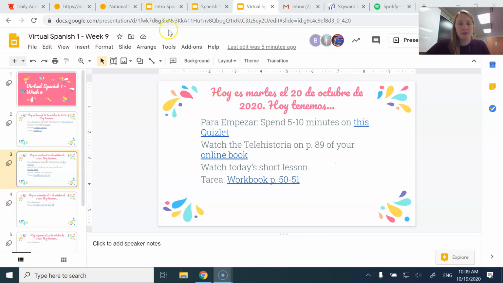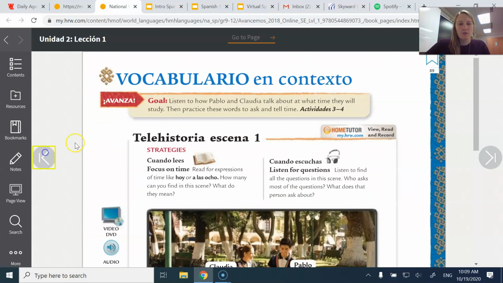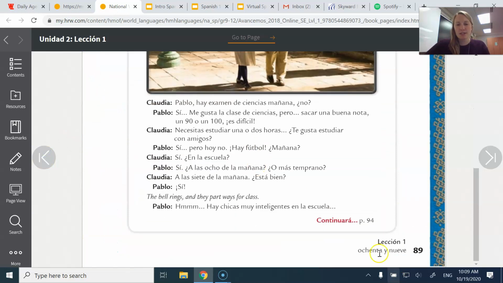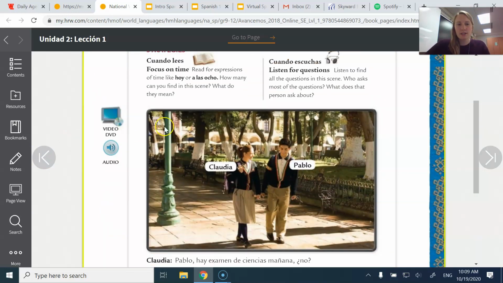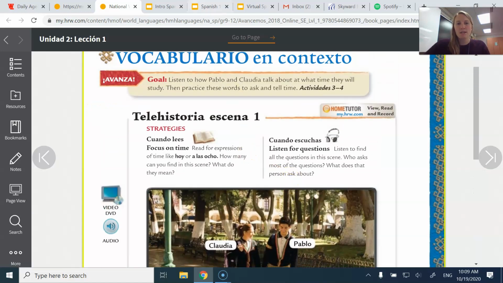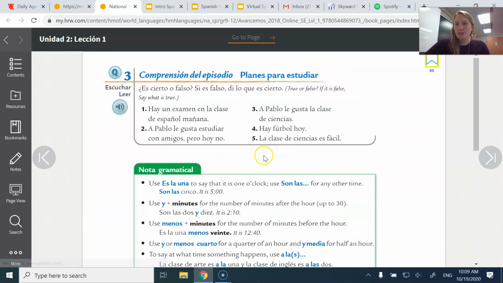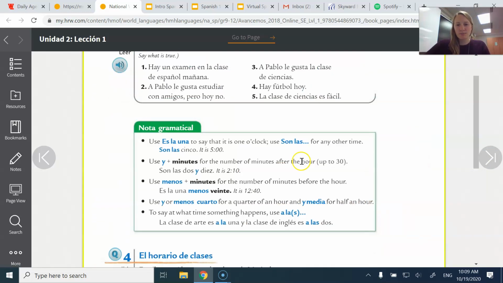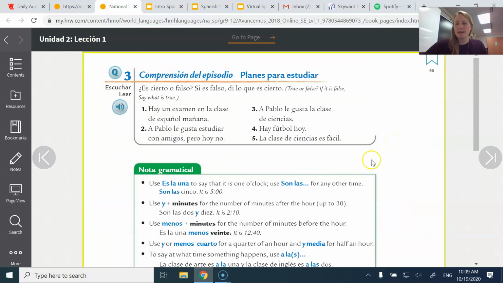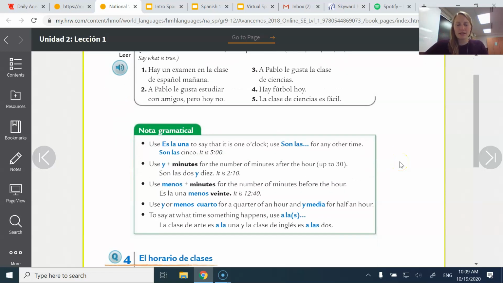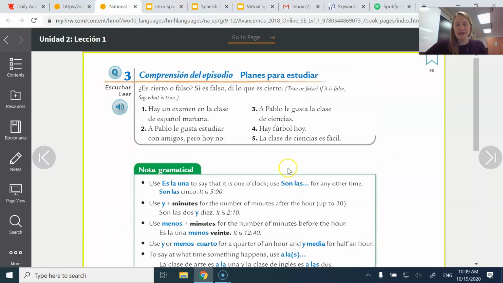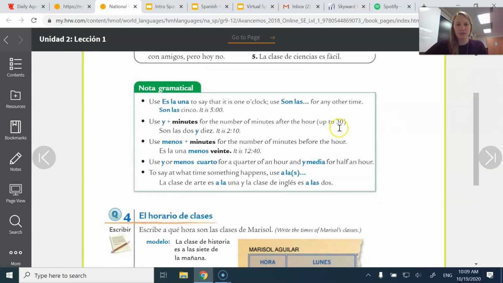Watch today's short lesson. So yeah, what we're going to be doing is, hopefully you watched on page 89 this little short telehistoria. You can click on this little link over here on your online book. Your online book login is just your Google, so please do that. And the short lesson is just this page. We're going to talk through it. So we're on page 90, right? So we're not looking at comprensión del episodio. You can look at that after you watch your telehistoria.